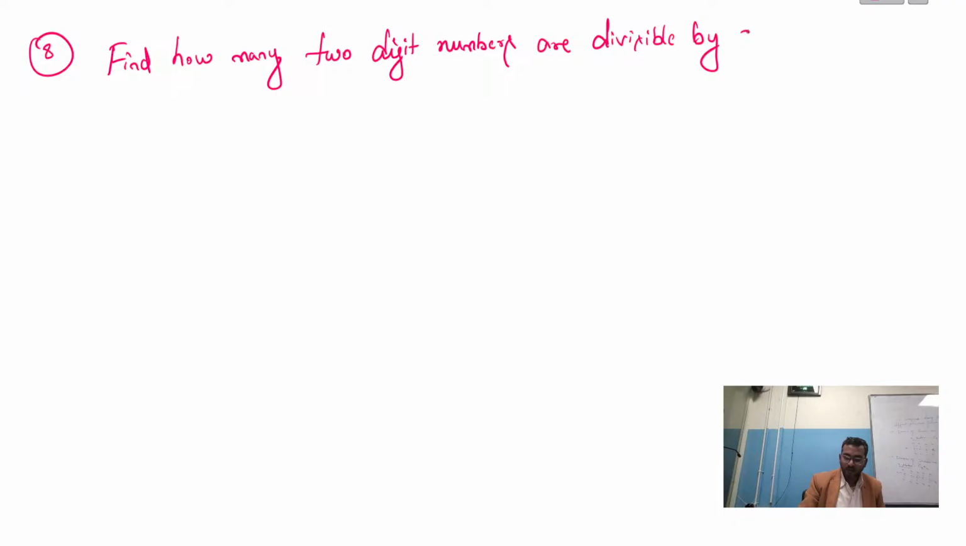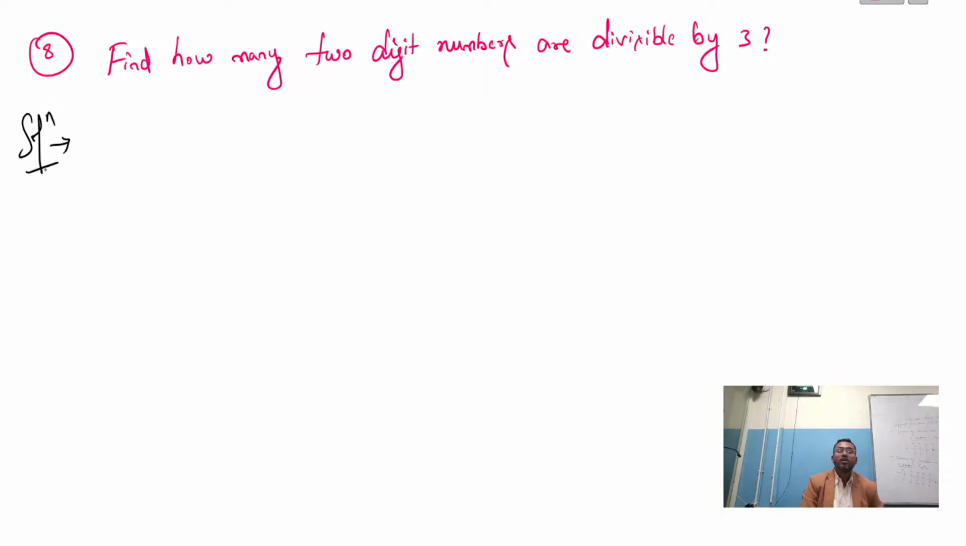Find how many two-digit numbers are divisible by 3. Suppose the question is like this: how many two-digit numbers are divisible by 3? How will you solve this problem?